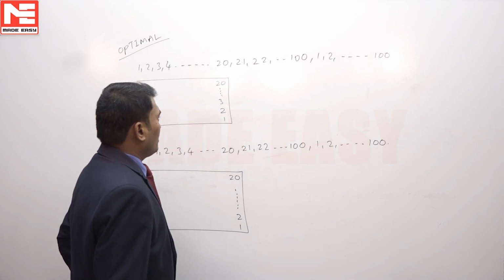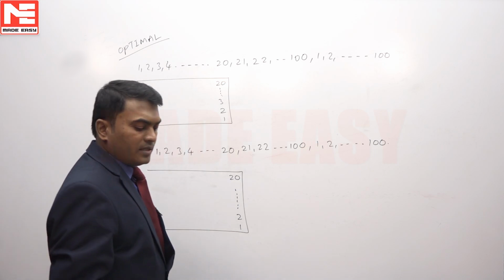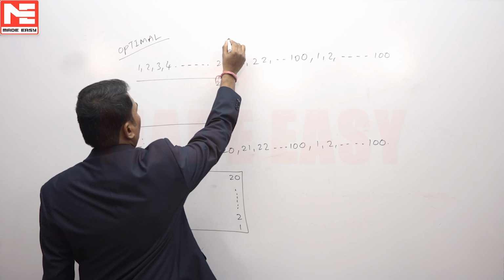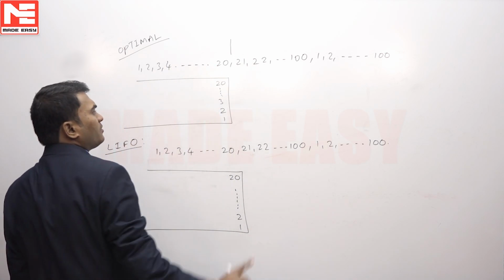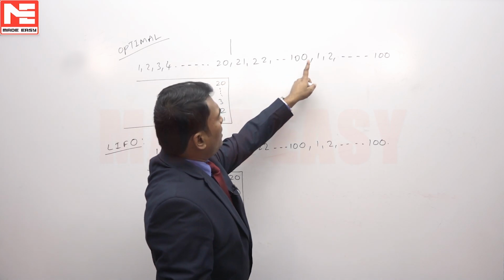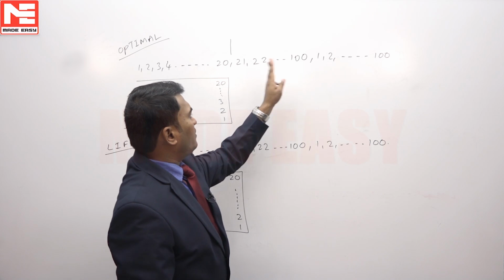Now understand carefully. If you go with optimal page replacement, what happens? What the program is doing here is accessing 1 to 100 twice. So it means 1 to 100 like this, and again 1 to 100 like this. Two times it is accessing 1 to 100.